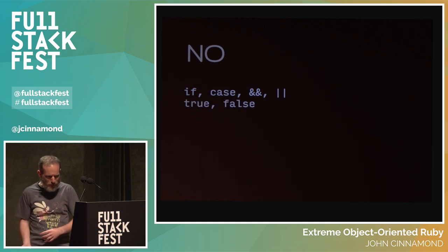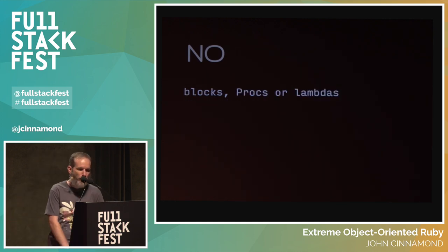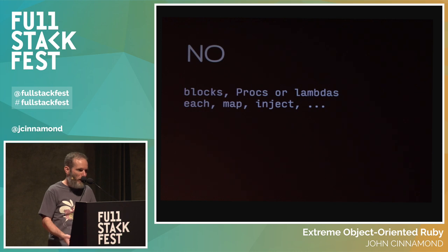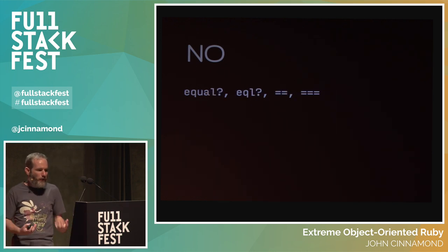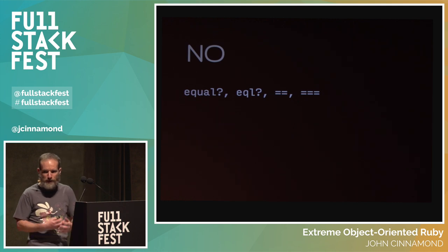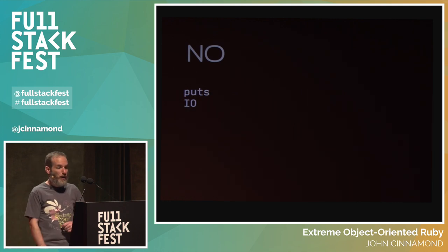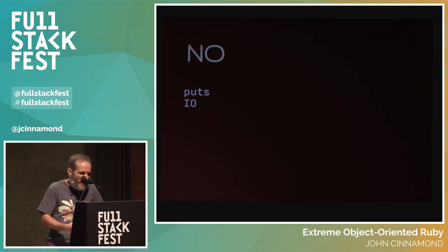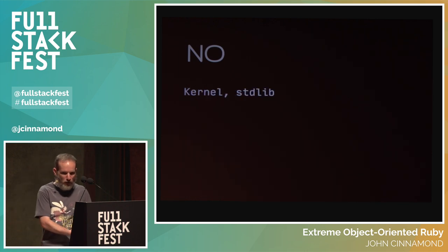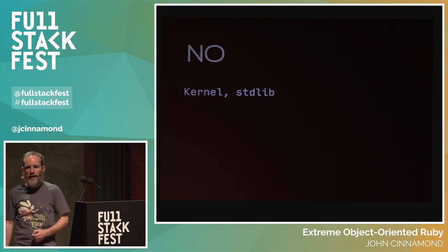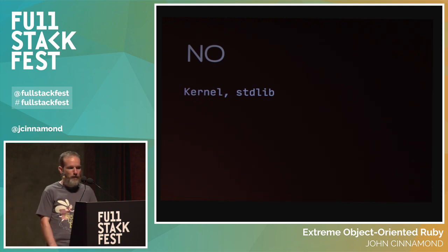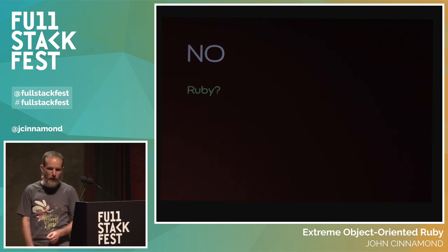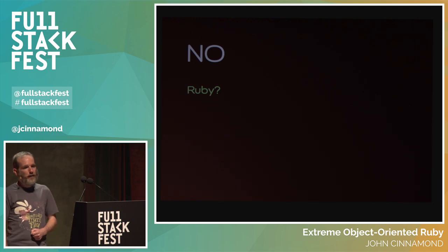And in fact, we can't use true and false because these also don't follow our rules. We can't use blocks or procs or lambdas. And this is really annoying because we can't use these handy methods like each and map and inject and so on. We can't use Ruby's built-in notion of equality because this doesn't follow our OO rules. We can't use puts, and in fact, we can't use any IO structures at all because, again, this doesn't follow our rules. And all this taken together means we can't use Kernel. Pretty much everything in Kernel will break our rules. And indeed, most of the standard library in Ruby will also break these rules. So can I still use Ruby? Well, yes, I can. All of the code you see is going to be Ruby code. It just might not be the kind of Ruby code you normally write.